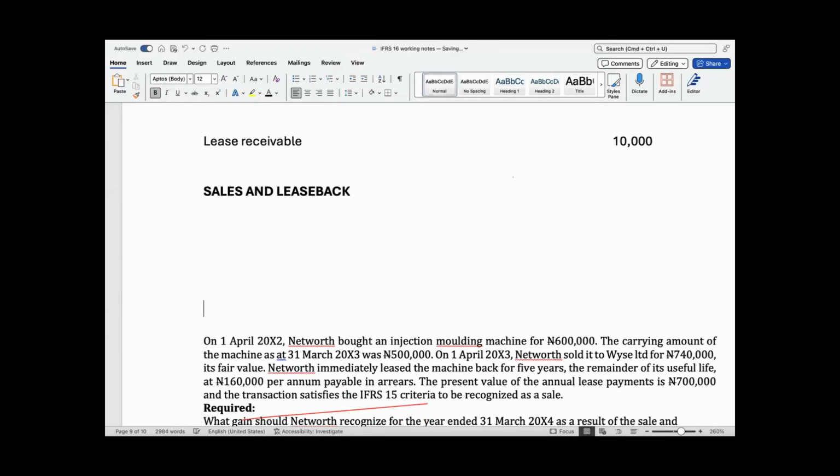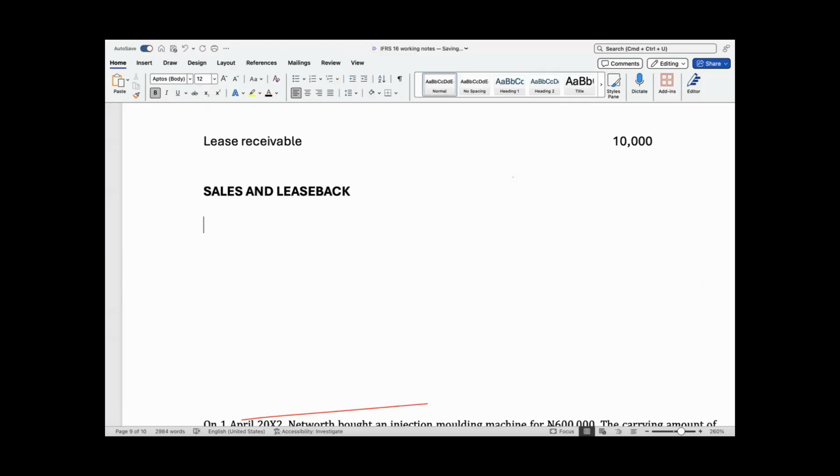Now, the last part of leases is sales and leaseback. This is very similar to a repurchase arrangement, just that this one is now very specific. We now know that we are leasing back. So two things are clear here. There is a sale and the seller wants to lease back the asset. Fine, it's okay.